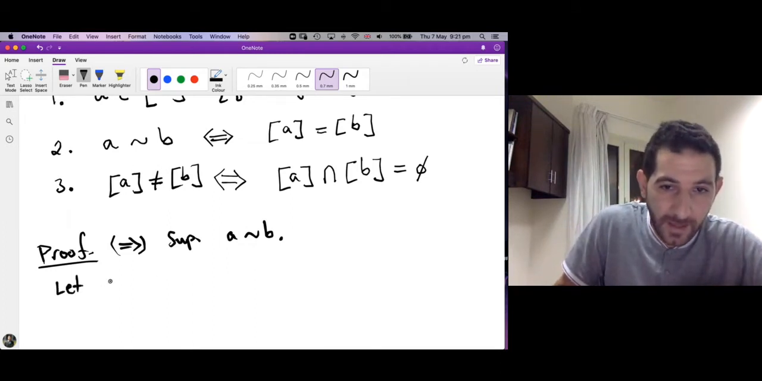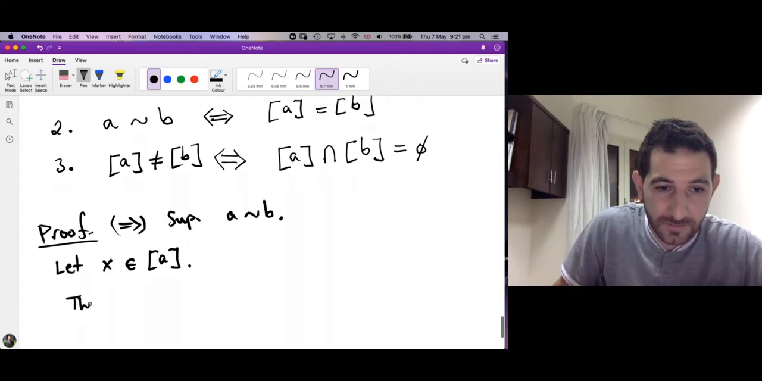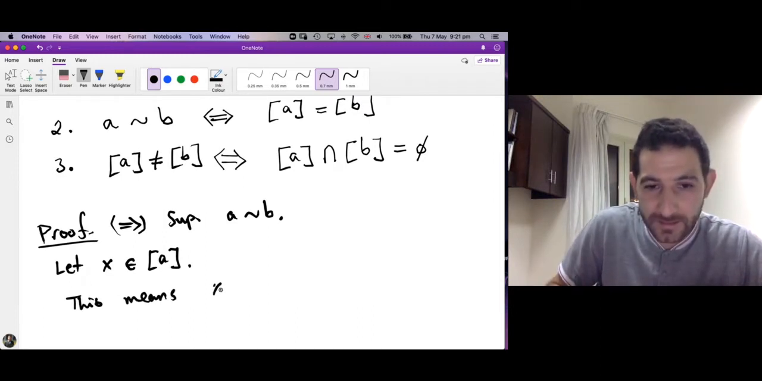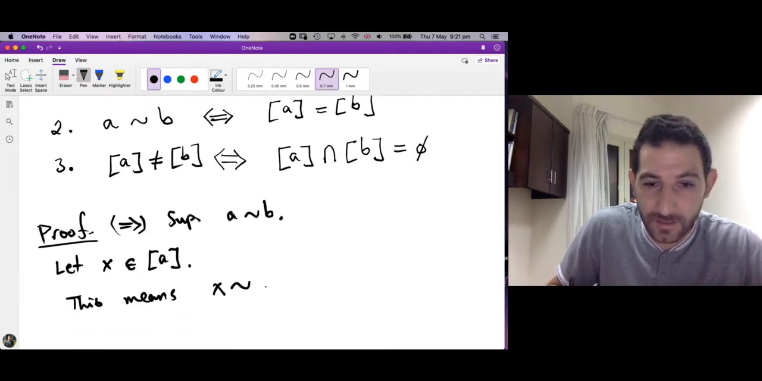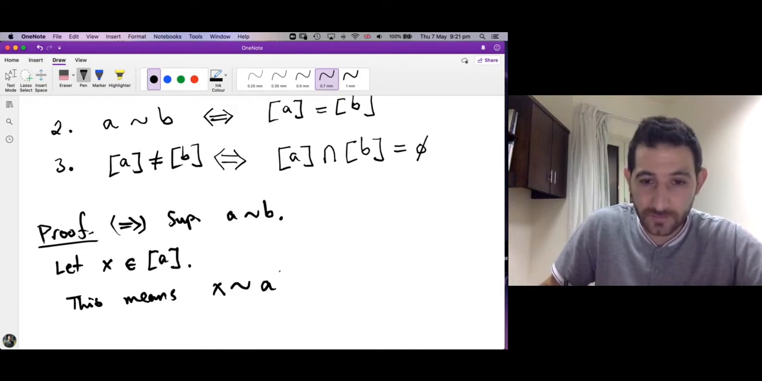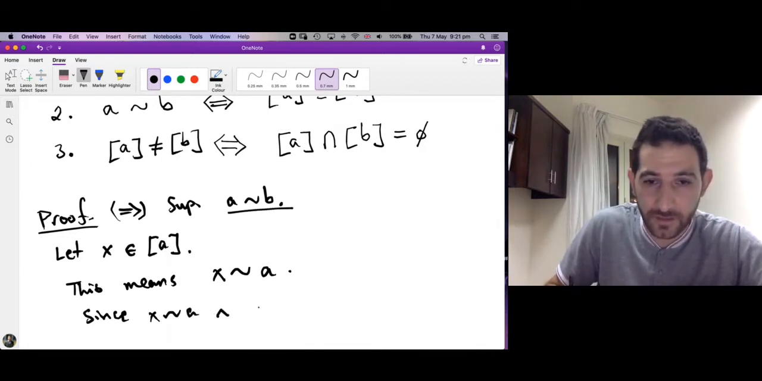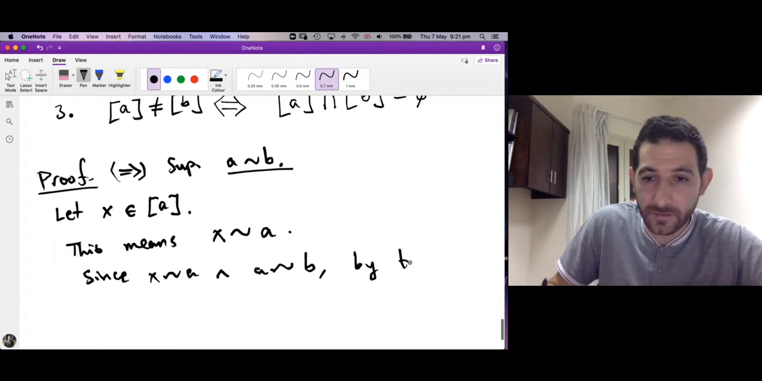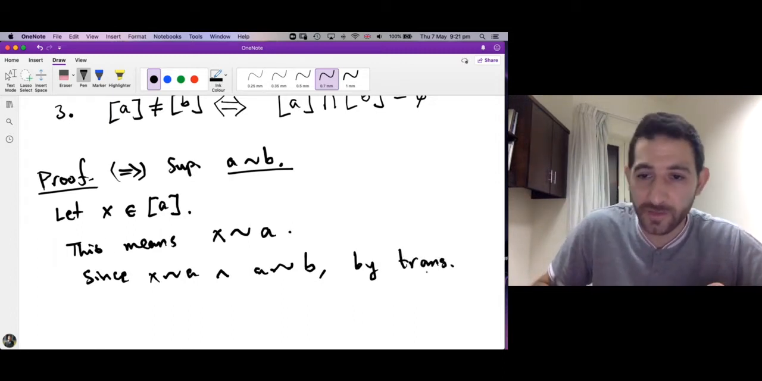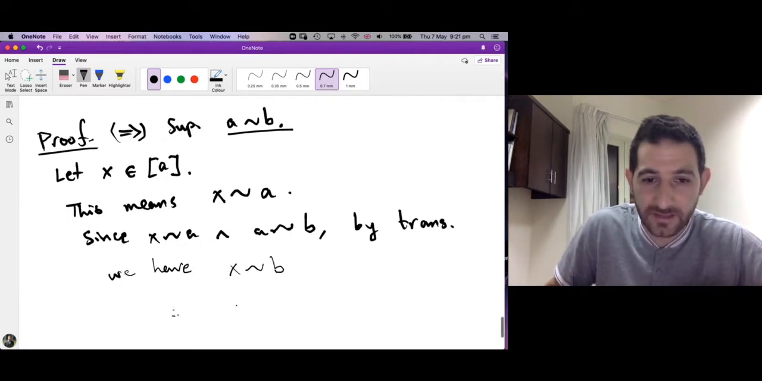So let x be an element in the first one, in the equivalence class of a. What does it mean that x is an element in the equivalence class of a? It means that it is equivalent to a. So x is equivalent to a, and we assumed that a is equivalent to b. R is an equivalence relation, so it's transitive. So by transitivity, we have that x is related to b. And since x is related to b, this means that x belongs to the equivalence class of b.